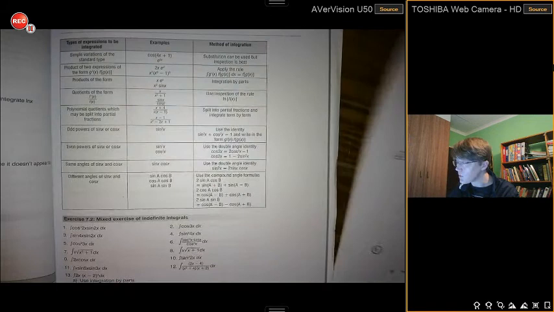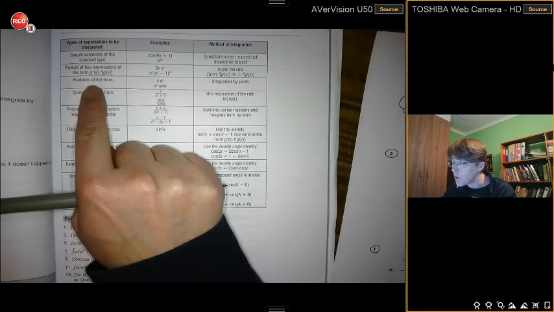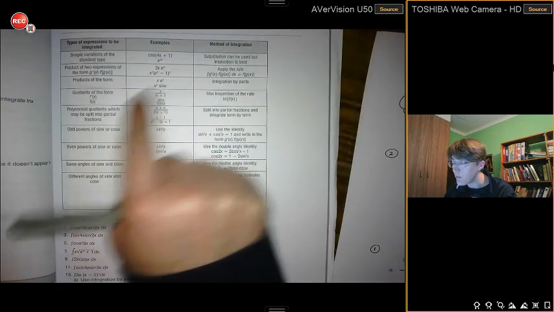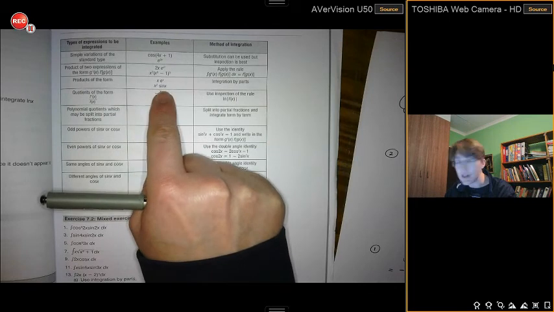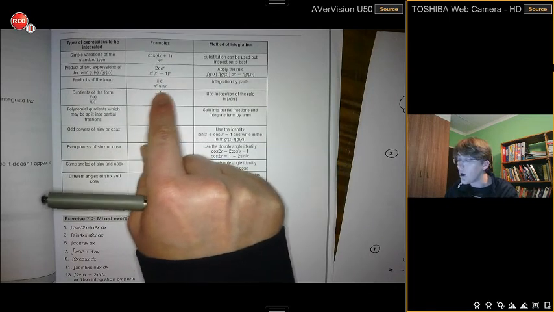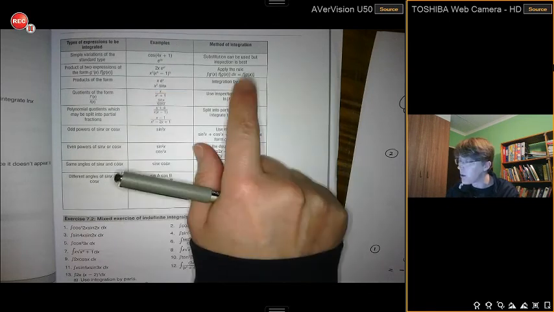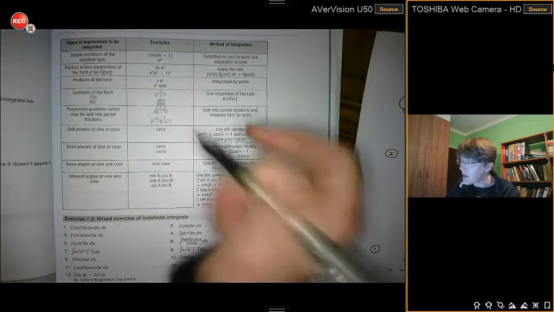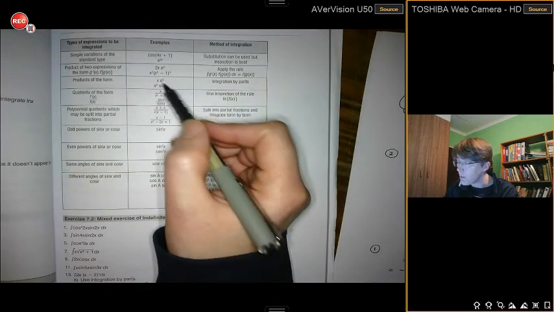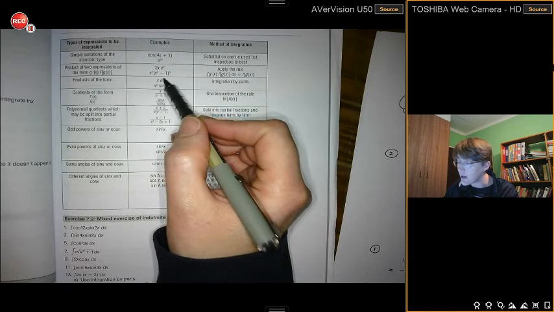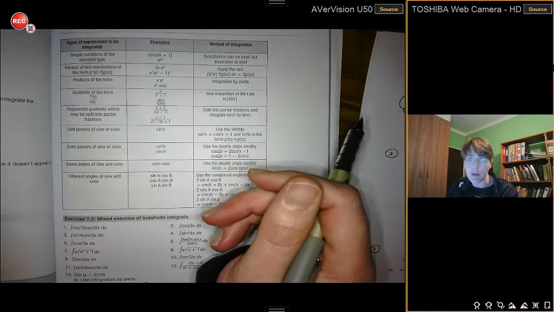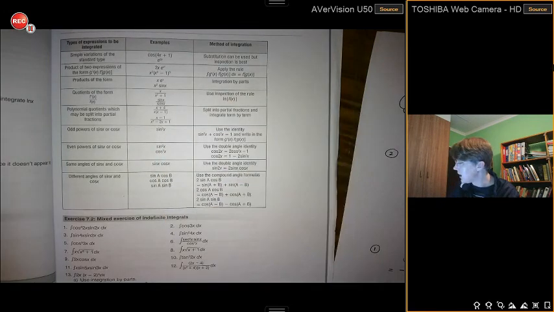Now the next one that they talk about is products of the form x times e to the power of x, or x squared times sine of x. These ones specifically are my integrating by parts. That means we have that compound function, but the derivative of the inside function is not what's multiplied by the outside. An example of that one would be this.